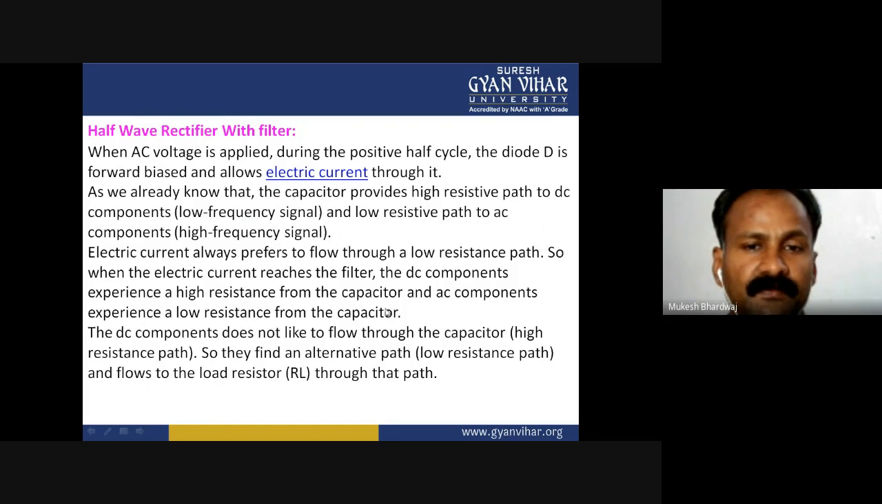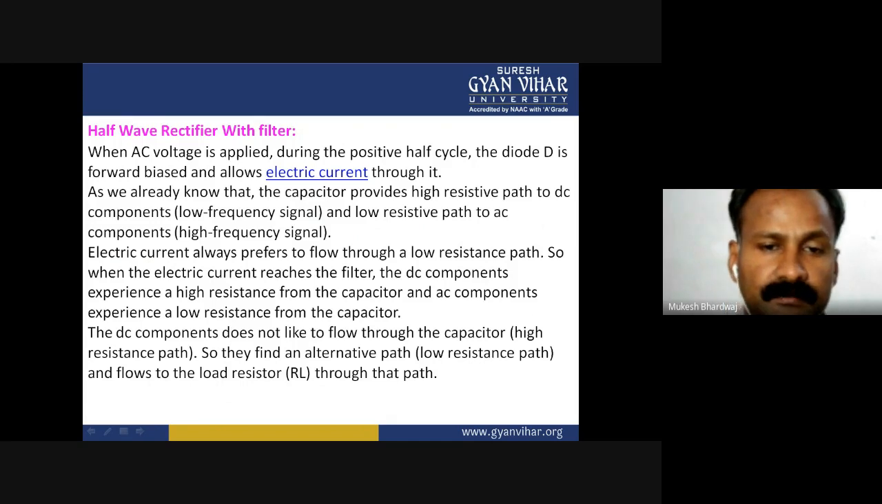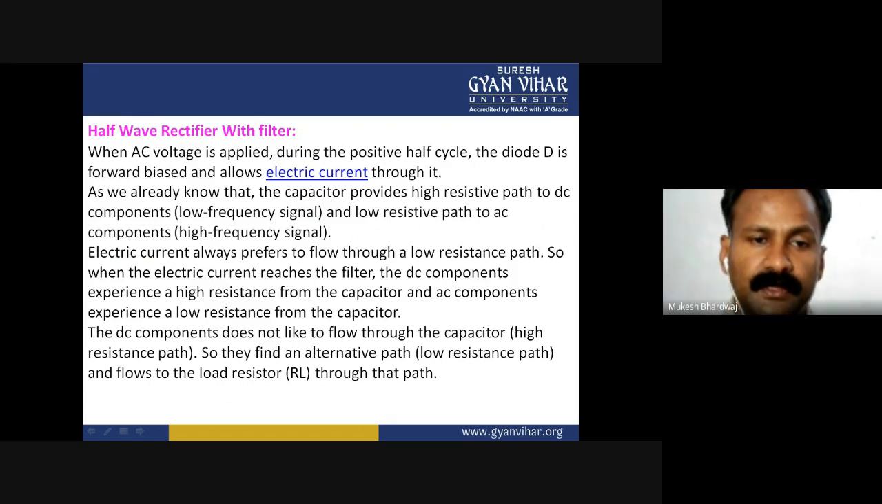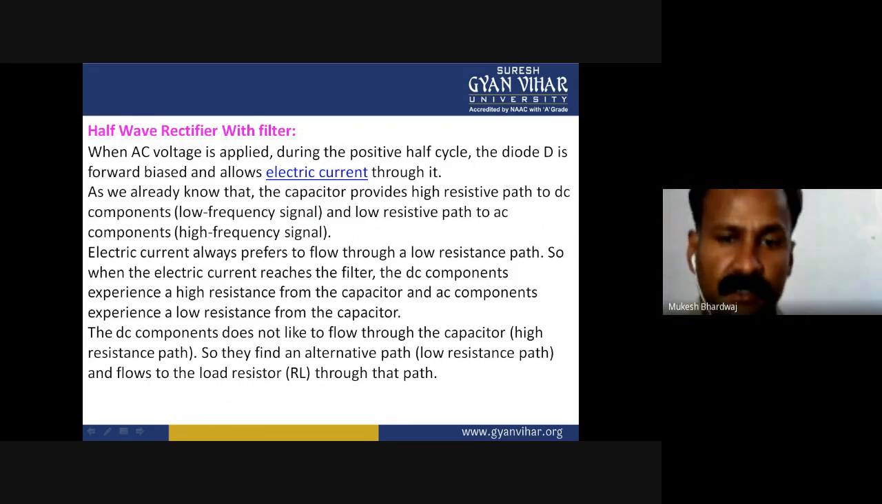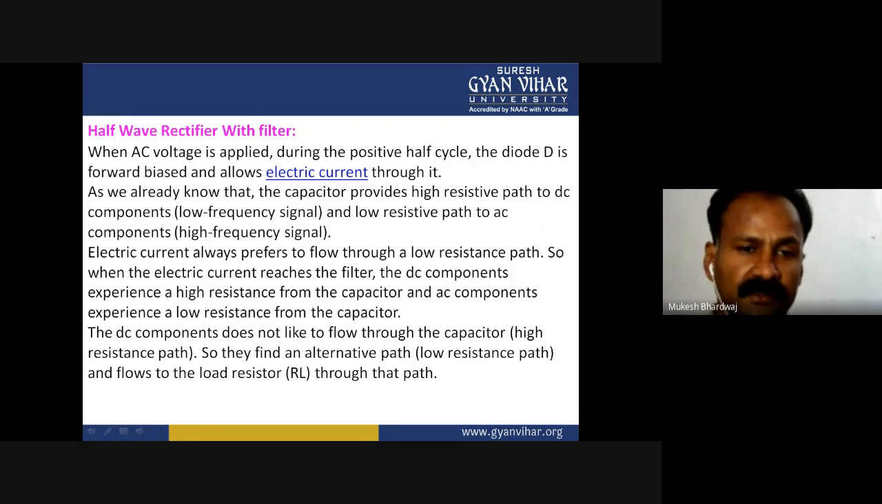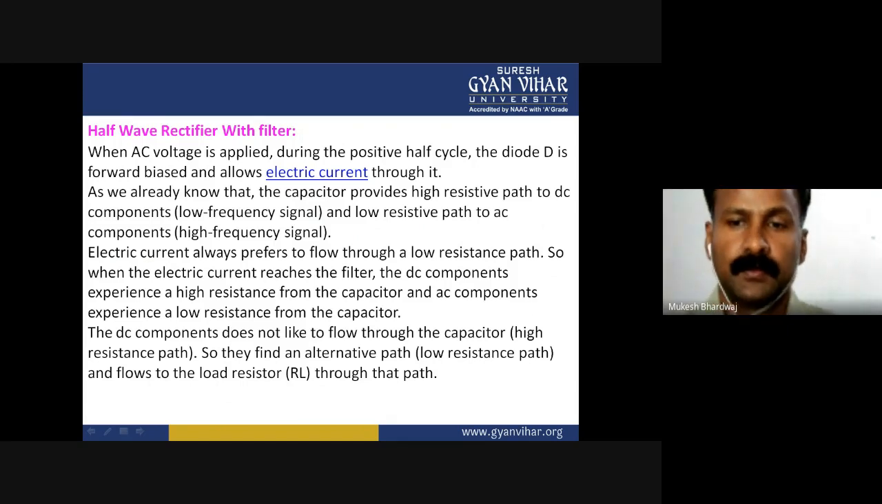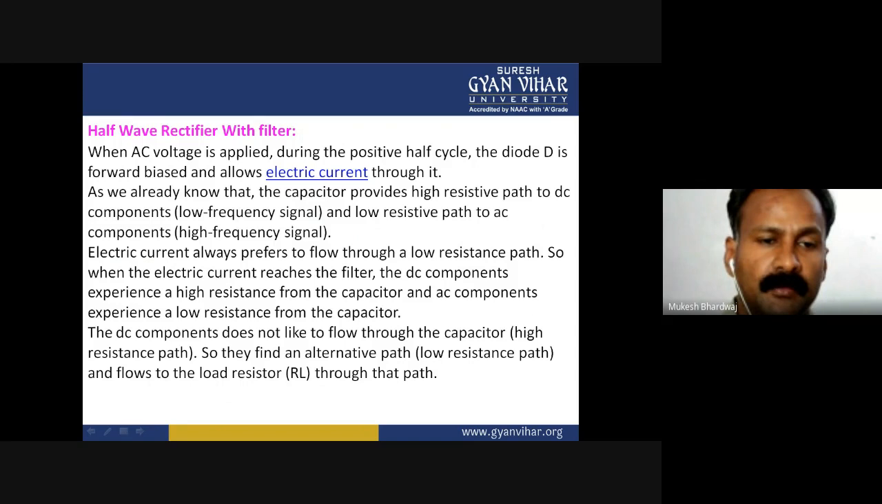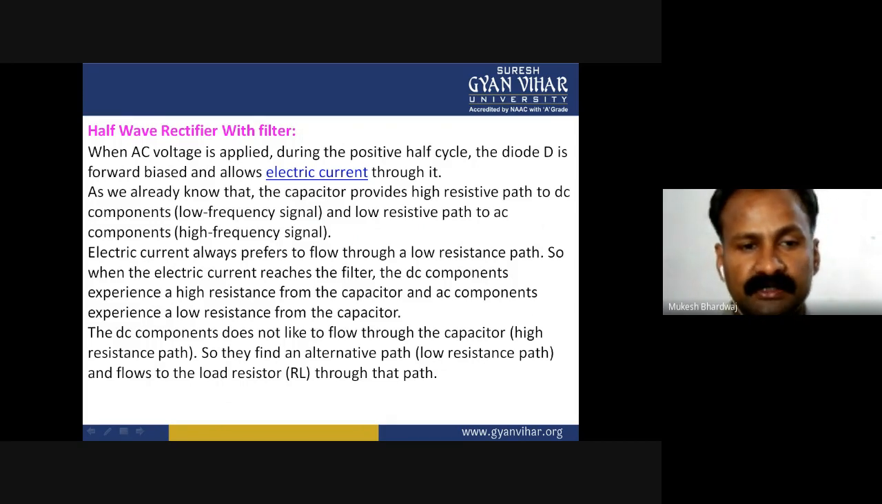Half-wave rectifier with filters. When AC voltage is applied during the positive half cycle, the diode D is forward biased and allows the electric current through it. As we already know, a capacitor provides a high resistive path to the DC component, that is low frequency signal, and a low resistive path to the AC component, that is high frequency signal. So electric current always prefers to flow through a low resistance path.